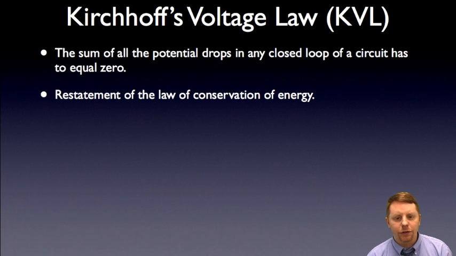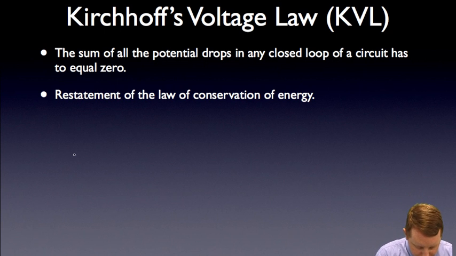Another useful tool is Kirchhoff's voltage law, KVL, sometimes called the loop rule. What it says is that the sum of all potential drops in any loop of a circuit must be equal to 0. As you go around any circuit, starting from one point, go all the way around back to that same point, the sum of all the potential drops must be 0. It's a restatement of the law of conservation of energy.